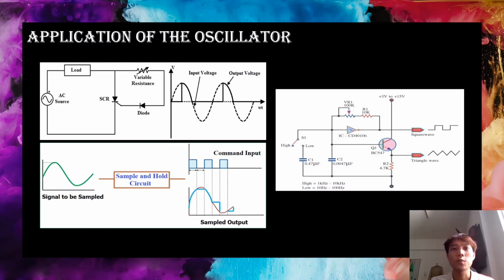Okay, so now I will explain about the application of the oscillator. The triangular wave oscillator can be used for sampling circuits, thyristor firing circuits, SCR circuits, frequency generator circuits, and tone generator circuits. For example, like the second picture, which is a sample and hold circuit.